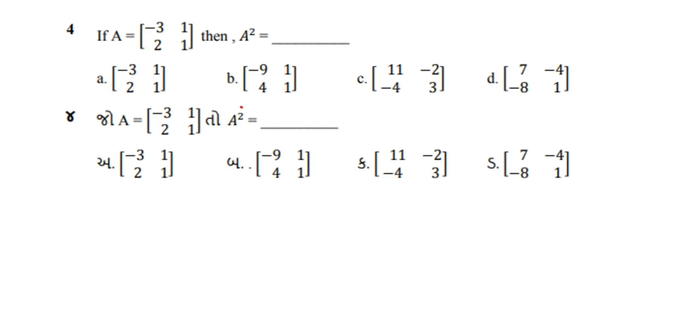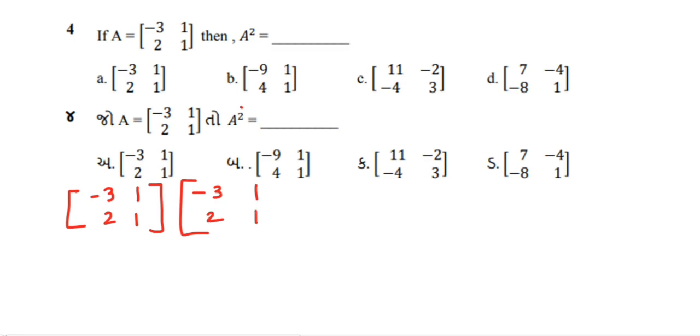Let's jump on to the fourth question. They have asked to find A square of the matrix they have given. Let the first matrix be [-3, 1; 2, 1], and again I will multiply it with [-3, 1; 2, 1]. In this 1 mark question, it will be very easy to find; only 1 or 2 options, if you are able to judge, then you can easily get the answer.